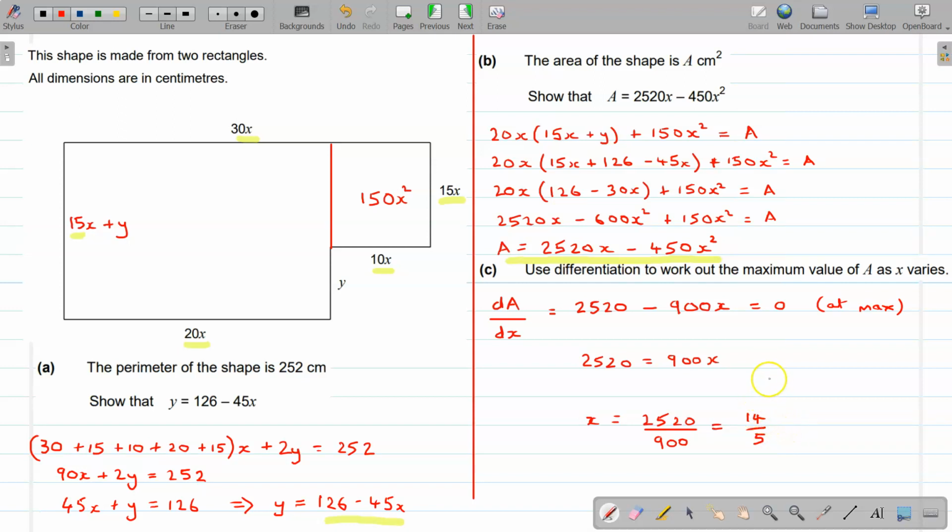Okay, and it just says work out the maximum value of A as x varies, so 14.5 or 2.8 centimeters. Okay, and that's the answer. Next question.